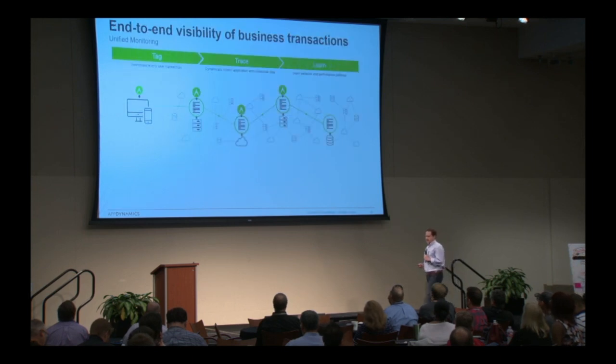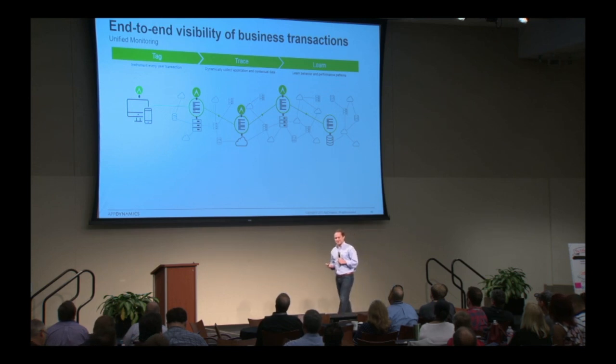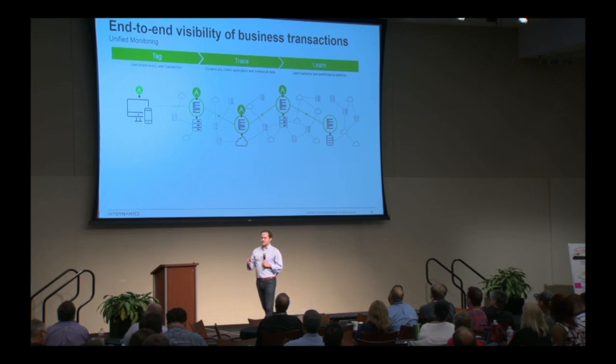So let's just talk, I've got a minute and a half, let's talk about AppDynamics. Whenever you instrument an application with AppDynamics, 3 things happen. We start to tag every transaction moving through that application architecture, and we trace it as it touches each of the components in your application. From there, we're able to learn what normal behavior is for that application.